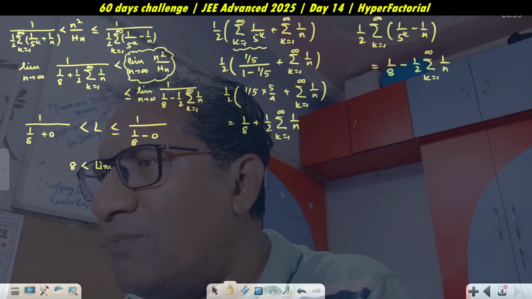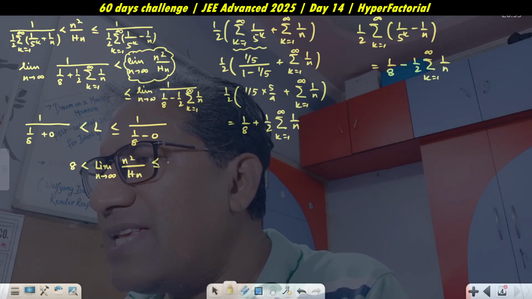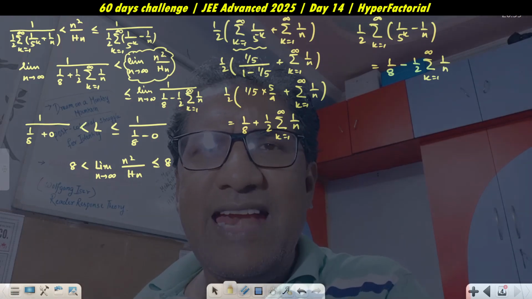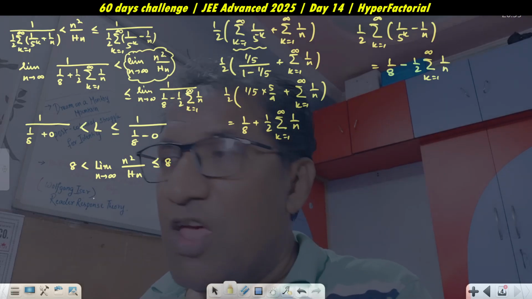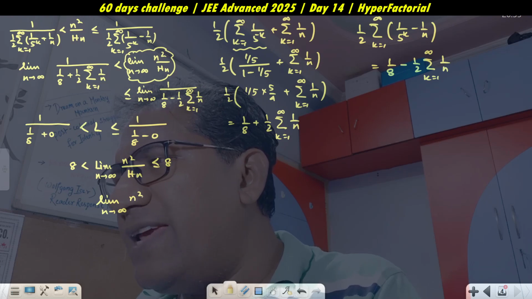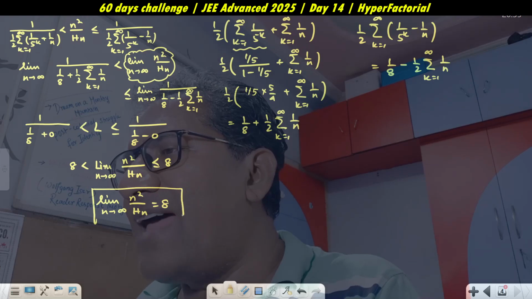Which limiting value? Limit n tends to infinity n square over Hn. This is lying between 8 and 8, that is greater than 8, less than or equal to 8. So from the sandwich theorem, we can say that limit n approaches infinity n square over Hn is nothing but 8. And that's your answer.